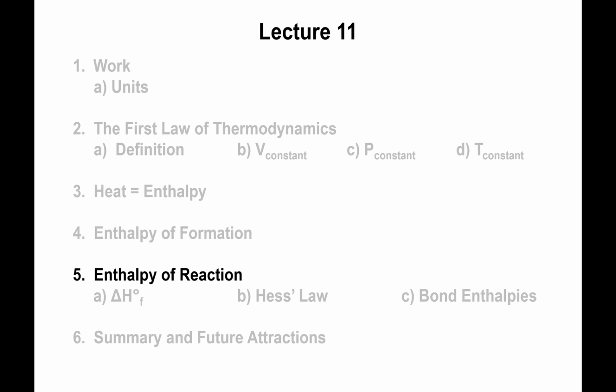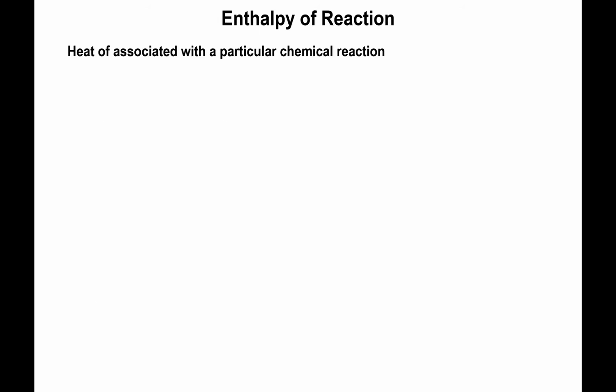Now we get to calculate the enthalpies of reactions. So the heat associated with a particular chemical reaction is basically what we are talking about when referring to the enthalpy of a reaction. Sometimes this means that upon carrying out a reaction, you're going to generate heat. Other times it means that you will have to put heat into the reaction for it to happen.